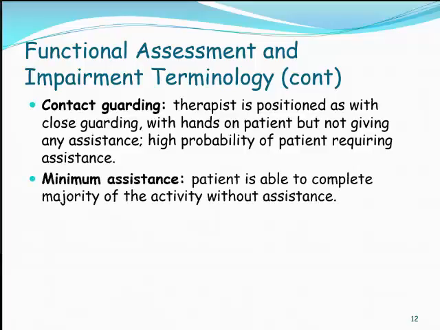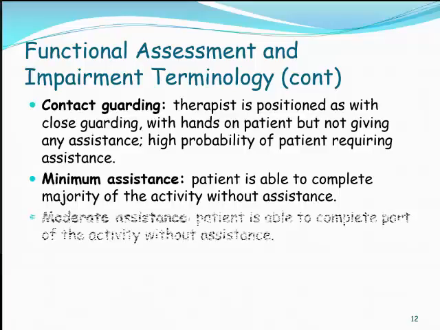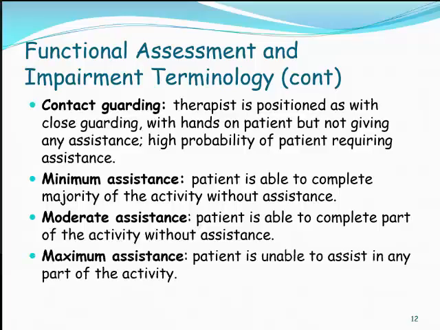Minimum assistance is defined as the patient is able to complete a majority of the activity without assistance. Moderate assistance is defined as the patient is able to complete a part of the activity without assistance. And finally, maximum assist, which is defined as the patient is unable to assist in any part of the activity.